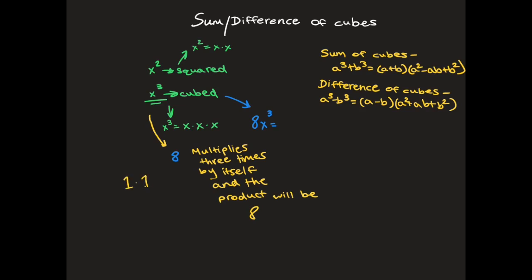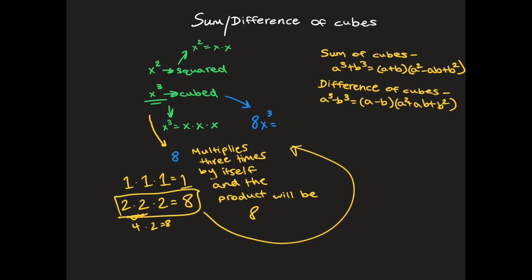So let's say 1 times 1 times 1. That's equal to 1. What's 2 times 2 times 2? 2 times 2 is 4. 4 times 2 equals 8. 2 times 2 times 2 is 8. So that means, let's go back to this real quick, that 8x cubed is nothing but 2x times 2x times 2x. Right? Because x times x times x is x cubed. So we'll write that in. And 2 times 2 times 2 is 8.